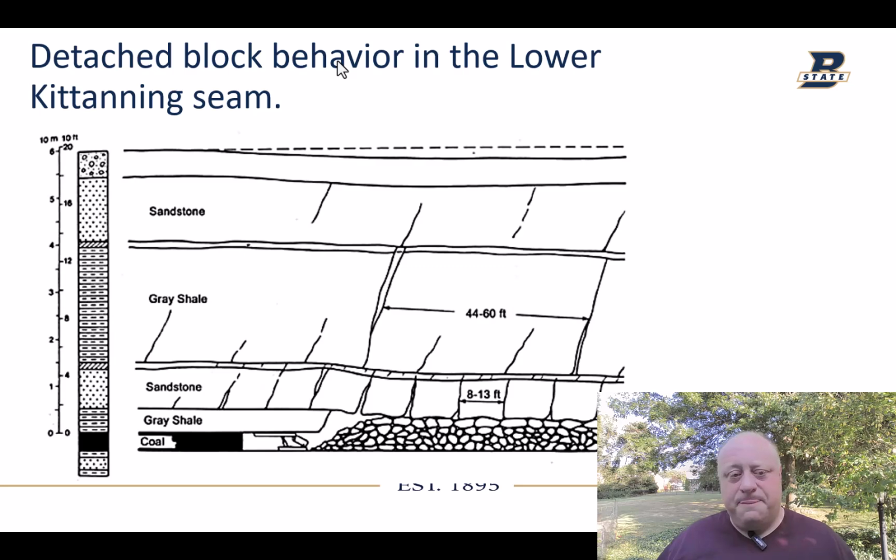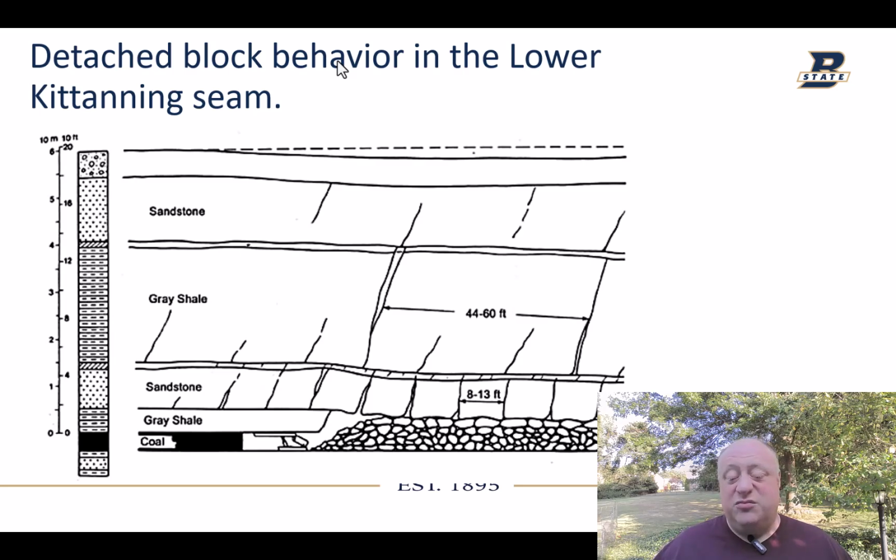So here's sort of an example of the behavior of the detached block and how it operates in the lower Kittanning seam in north central West Virginia. And so what you have in this case is the immediate roof is a gray shale, which does appear to, at least in this drawing, overhang slightly. And then you have a relatively thick sandstone over top of that, which imparts a periodic weighting upon the longwall. So what I'm trying to show you here is why this periodic weighting occurs.